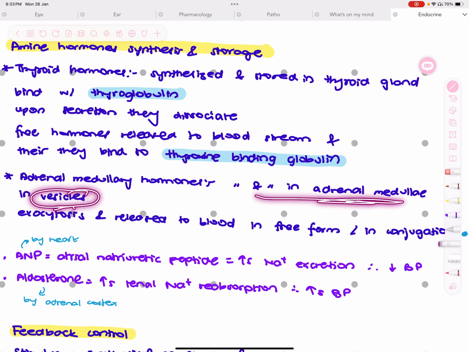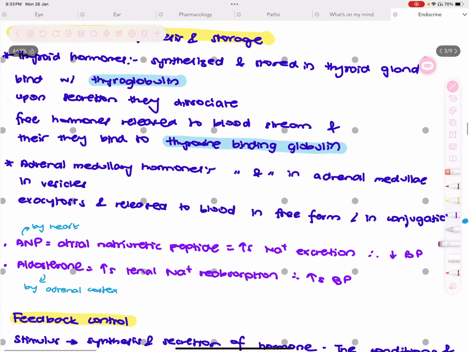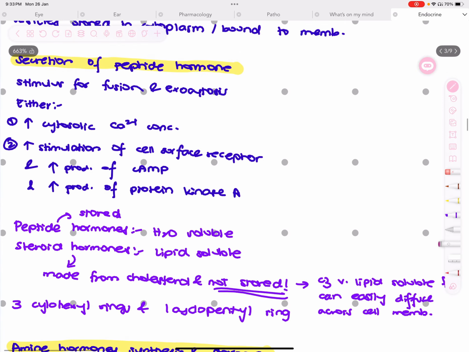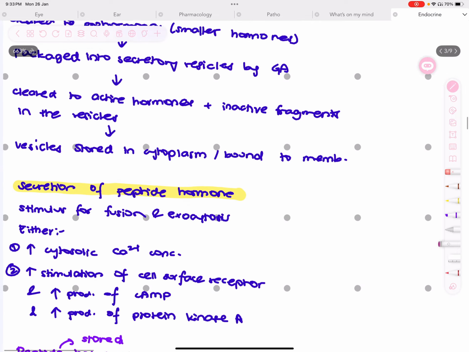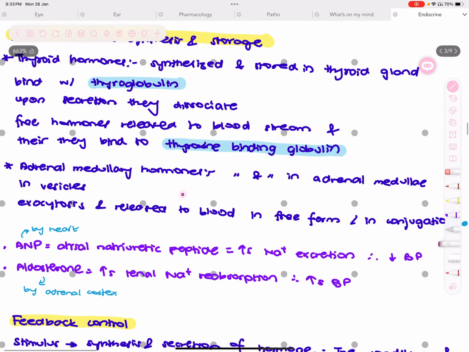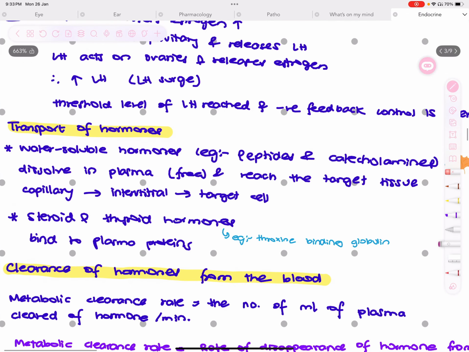and they're stored in vesicles. So these are slightly different. They're stored in vesicles, just like the protein hormones. The protein hormones are also stored in vesicles mostly. So these are also stored in vesicles, and then they're released in the blood in free form, just like protein hormones. So this is the epinephrine and norepinephrine. And then the next thing, very important, transport of hormones.